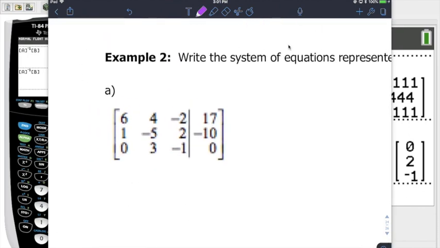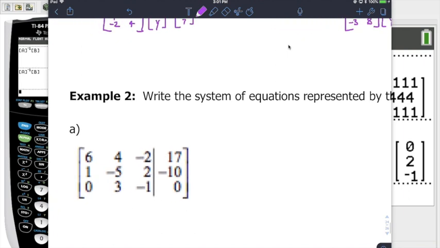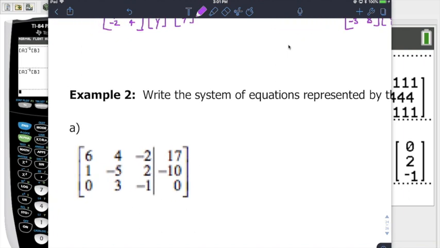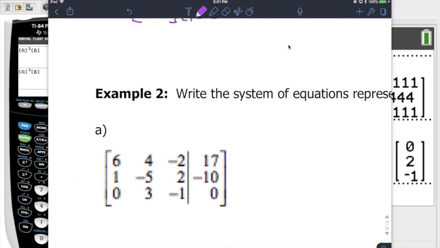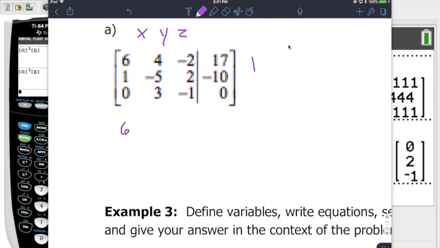That's all you needed to do. Sometimes they might give you a system based off of this matrix here. Notice they don't have the variable matrix. I think it's implied to be there. Maybe this is a different notation. But regardless, we need three variables. They didn't give us any, so we'll use x, y, and z. And then we'll write this as 6x plus 4y minus 2z.